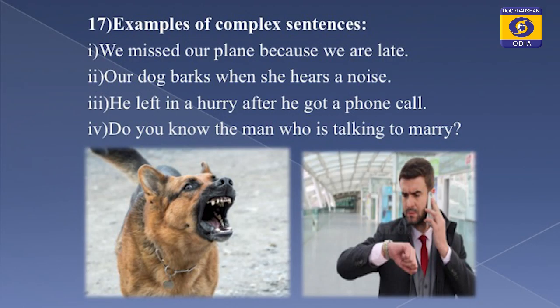Do you know the man who is talking to Mary? Here you see, do is the finite verb. Though know and do are both verbs, do is the finite verb in the first clause. In the second clause, "who is talking to Mary," is talking is the verb, but is is the finite verb. So there are two clauses in this sentence.